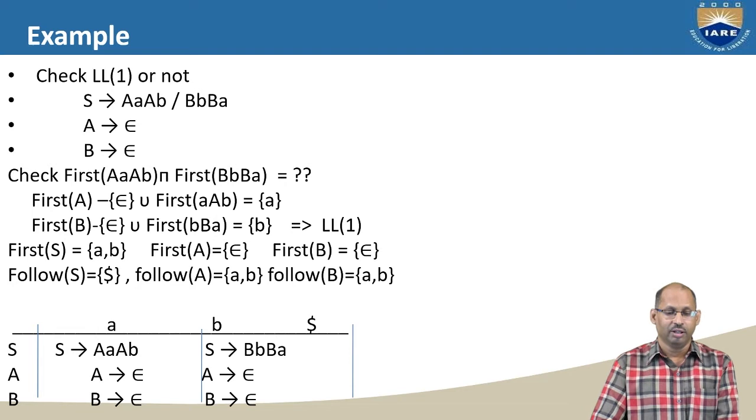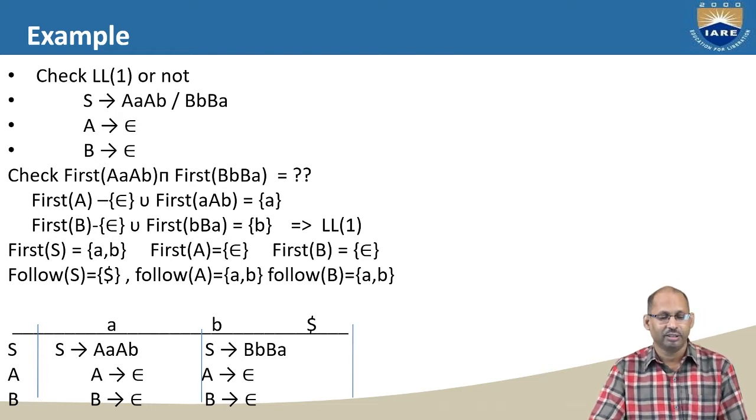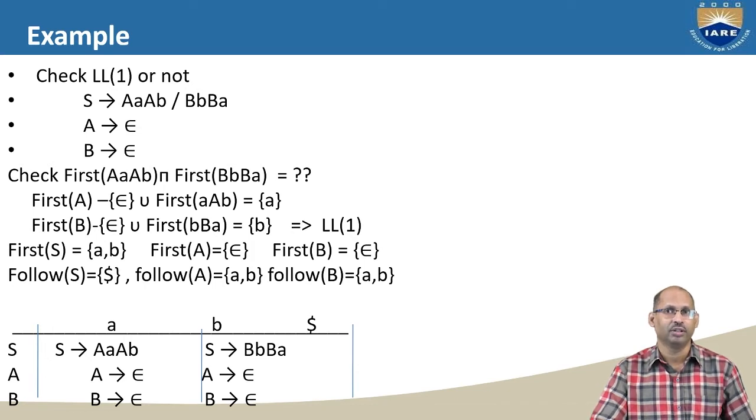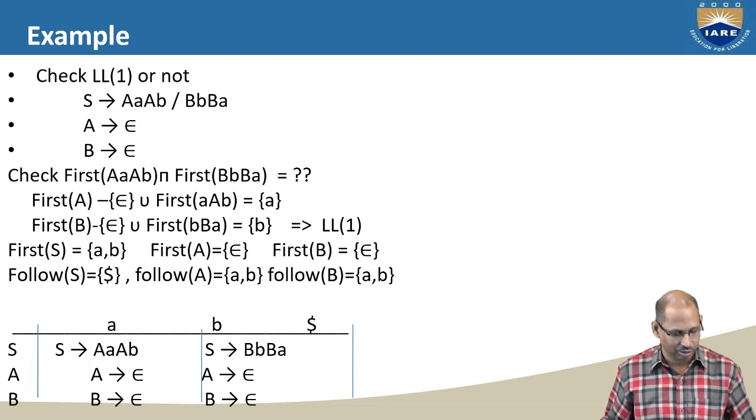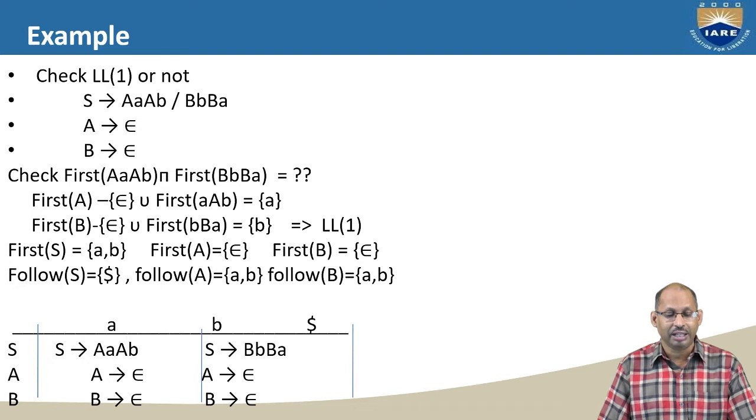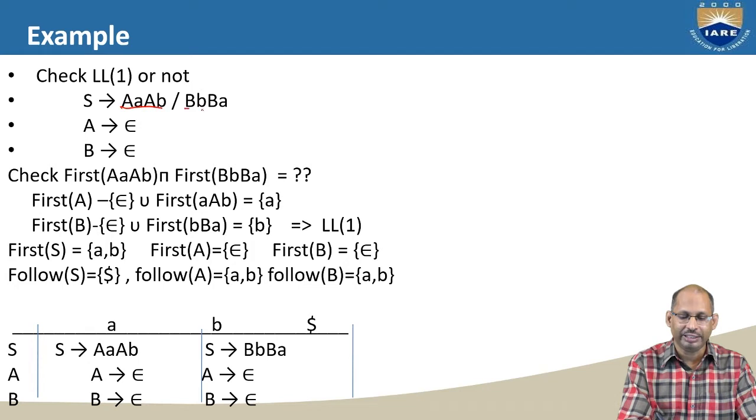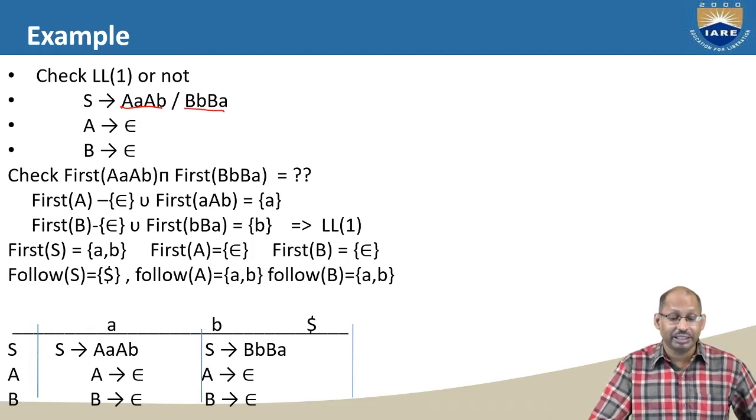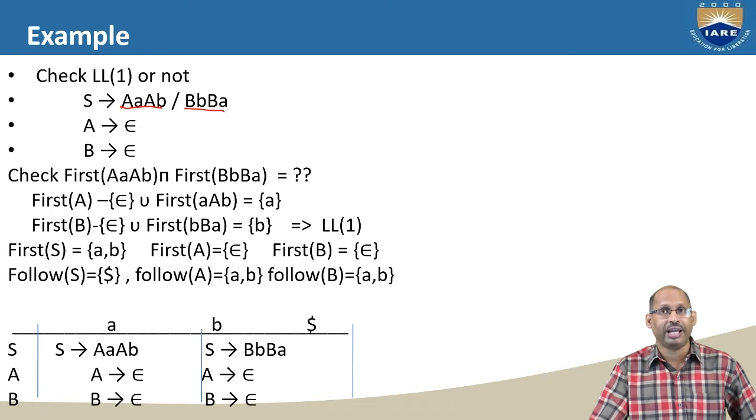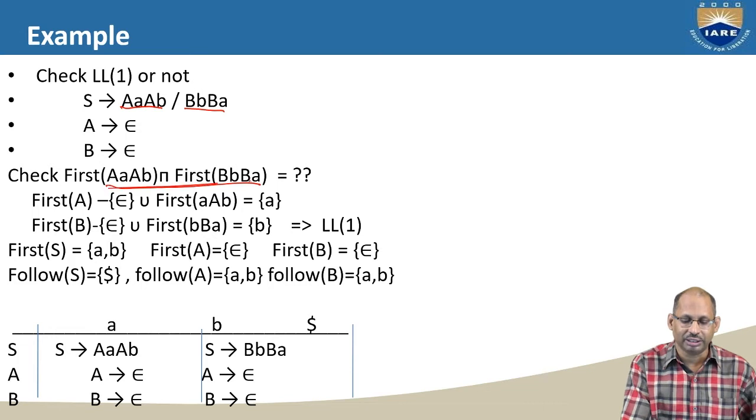Check here whether it is LL1 or not. This is the given grammar. We want to check whether it is LL1 or not. This grammar has only the variable S, which has two productions, this one and this one. We want to check whether it leads to any ambiguity or not.